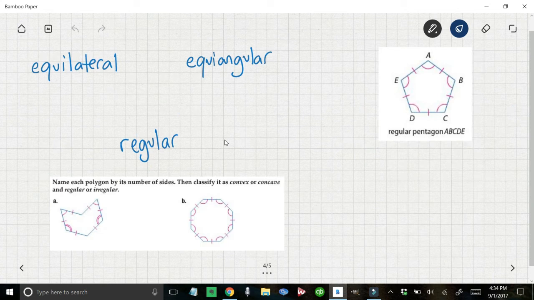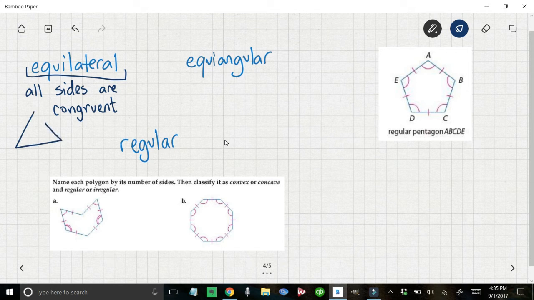Okay, the next part is a little more vocabulary. You're probably familiar with the word equilateral. Like you probably talked about equilateral triangles in the past. Equilateral polygons would have all the sides be congruent. So all the sides are congruent for an equilateral polygon. So a good example of that might be an equilateral triangle. And I will do my best. I know that doesn't quite look equilateral, but what we'll do is we'll just add some congruency marks so that you know for certain that that's equilateral.